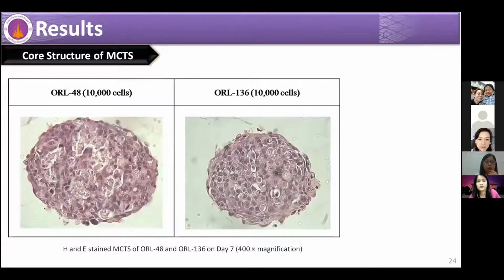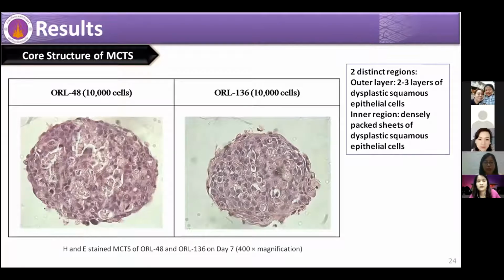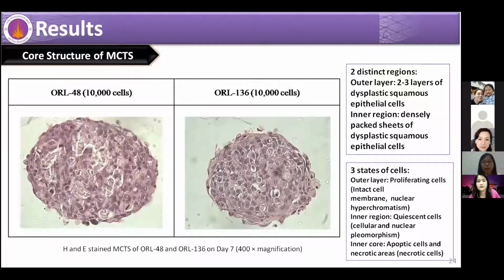And to see the core structure of the MCTS, these are H&E stained spheroids. You can see that there are 2 distinct regions: the outermost layer, which consists of 2 to 3 layers of squamous epithelial cells, and the inner densely packed squamous epithelial cells, which are dysplastic in nature.